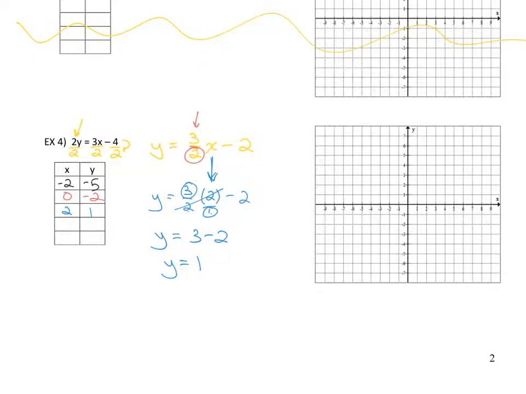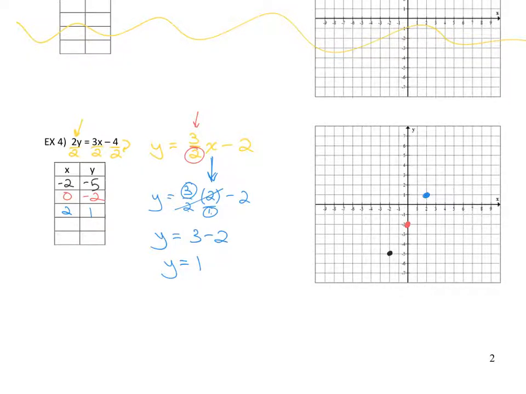So again, we picked x values that make sense because they will divide nicely by this number. We found the y values that are paired with those x values. Now we have ordered pairs. Then we just plot those ordered pairs. -2, -5 is way down here. 0, -2 is right there. And 2, 1 is right there.